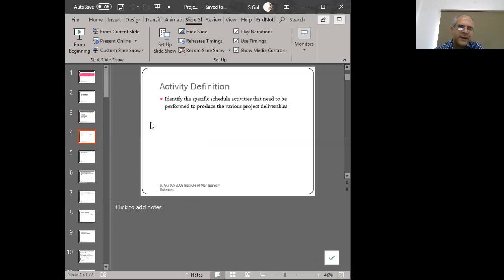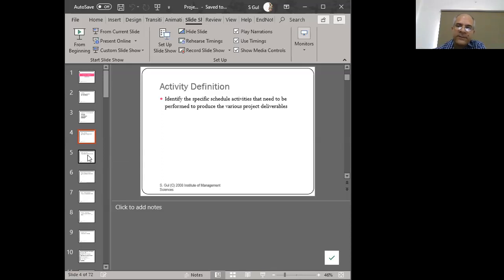So in more detail, activity definition, or more formally, activity definition, entails identifying the specific scheduled activities that need to be performed to produce the various project deliverables, right? So this is what we're doing. Where do we get this from? We'll normally be getting this from the work breakdown structure, which, if you recall, is composed of two levels. One is that there's a product decomposition taking place, and the second layering of the WBS is that the product becomes assignable. That smallest piece of that big project becomes assignable either to a group or an individual. And if that group or individual performs their work, then that particular deliverable or piece of that deliverable is going to be produced for us, right?